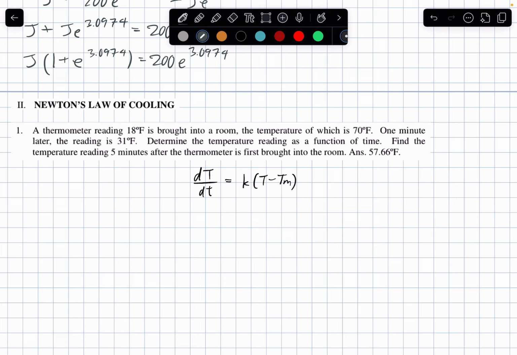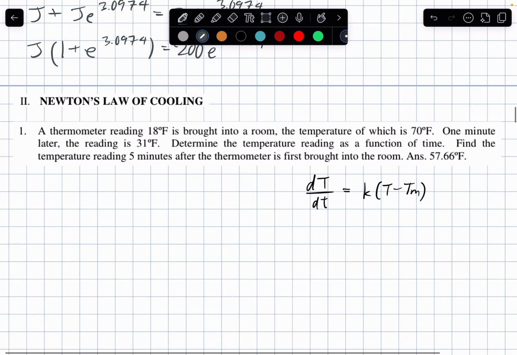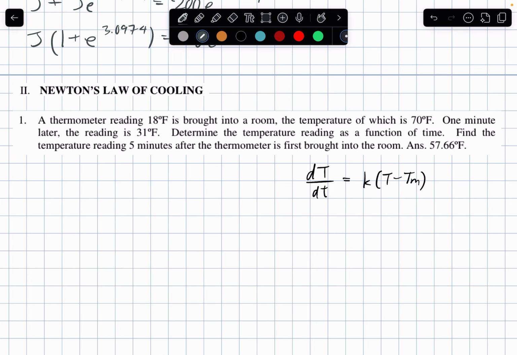Okay, a thermometer reading. So we're now going to organize the information that we have, also in the form of a table. When it comes to mixture, you don't form a table anymore. You draw what the mixture is like. So that will be for later. Right now, let's focus on Newton's law of cooling. Thermometer reading 18 degrees Fahrenheit is brought into a room. We're gonna have time also. Here it is in terms of what? Minutes.